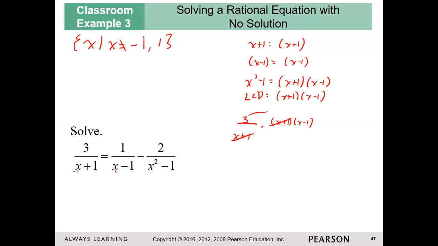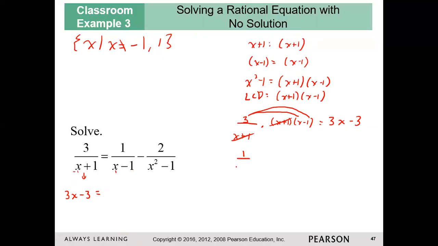And now we distribute this 3 into both of these, which is going to give us 3x minus 3. So this first fraction becomes 3x minus 3, right? Don't forget to distribute. That's an error that I see from a lot of students. Let's move on to the next one.